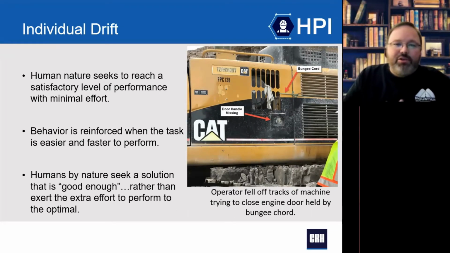Human nature seeks to reach a satisfactory level of performance with minimal effort. Now, what do I mean by that? Basically, people are going to do the least amount of effort required to get the job done. We all do it. It's human nature. And the problem is that behavior is reinforced when you do the task easier and you perform it faster, even though you took shortcuts to get there.